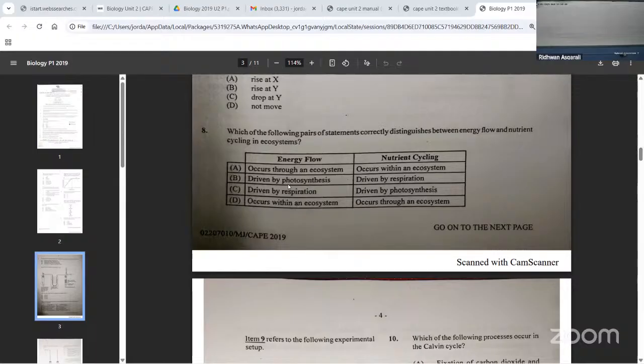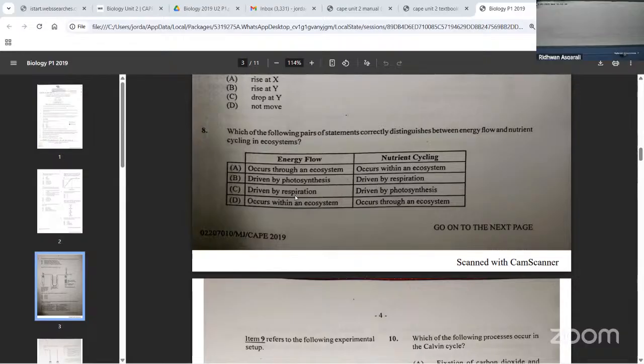So the answer is actually A, right? So the reason it's wrong, the energy flow part is not wrong. Energy flow is driven by photosynthesis, by producers. The problem is with the nutrient cycling one. It's not really driven by respiration. So that's the part that would have been wrong. C would have been wrong because it's the same thing they had in B, just the wrong side.